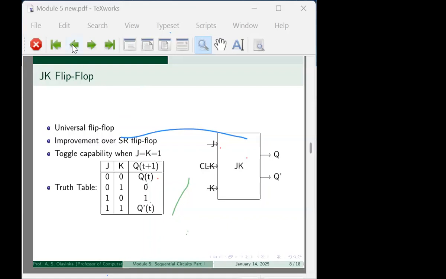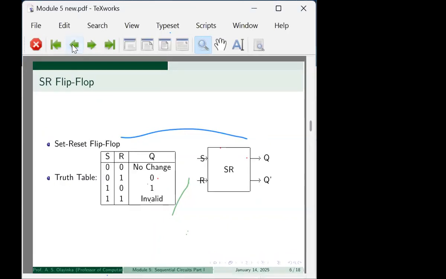Let me quickly go back to this place. This is my SR. When I say no change, I'm talking of my Q of T here, the present time I'm working with. No change. This Q here is talking about my Q of T plus 1, the next state, when I receive this signal.